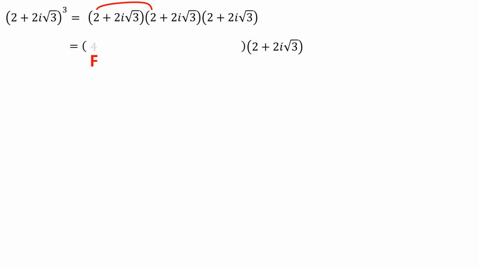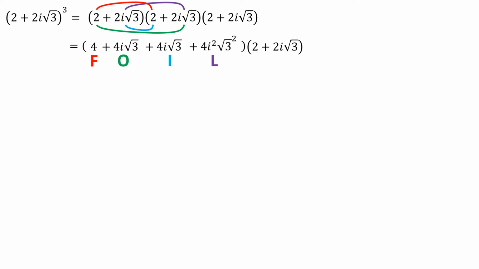First, outer, inner, last. You'll notice that I went back to doing the root 3 quantity squared. I could have done root 3 times root 3 is root 9. I'm going to get the same thing either way.